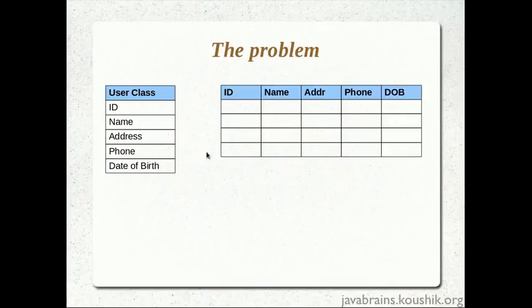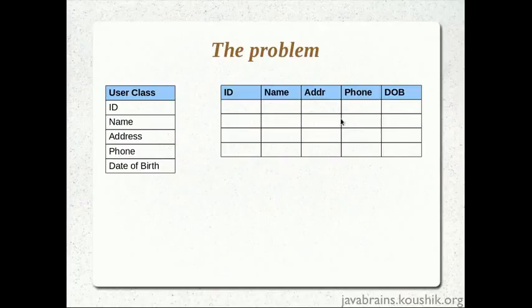So let's say I have user object number 1. I would save this as row number 1 in this table. User object number 2 would be saved as row number 2. So depending on how many objects I need to save, I would have so many rows in this table. So a class corresponds to a table, and an object of the class corresponds to a row in the table.